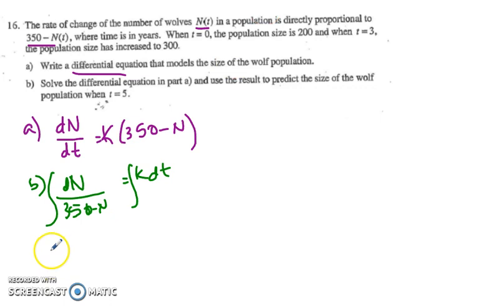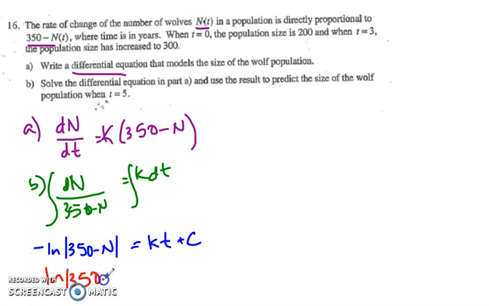When I integrate on the left, I get the natural log of 350 minus n, and to undo the chain rule on this negative sign, I need to bring a negative sign out in front, with kt plus c on the right. Now I cannot exponentiate until I don't have a negative sign in front of the natural log. So I'm going to multiply through by a negative to get ln of the absolute value of 350 minus n equals negative kt minus c.